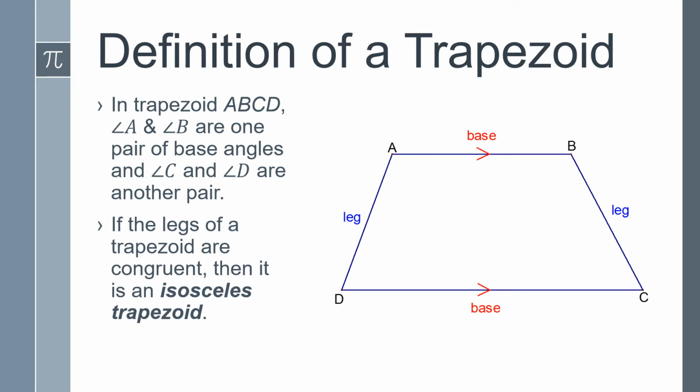In trapezoid ABCD, angle A and angle B are one pair of base angles, and angle C and angle D are another pair. If the legs of a trapezoid are congruent, then it is an isosceles trapezoid. So if AD is congruent to BC in this picture, then we would say that trapezoid ABCD is an isosceles trapezoid.